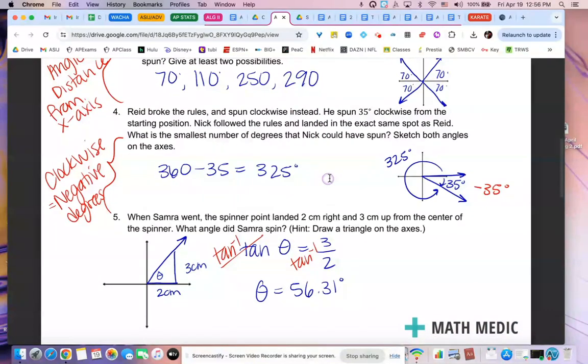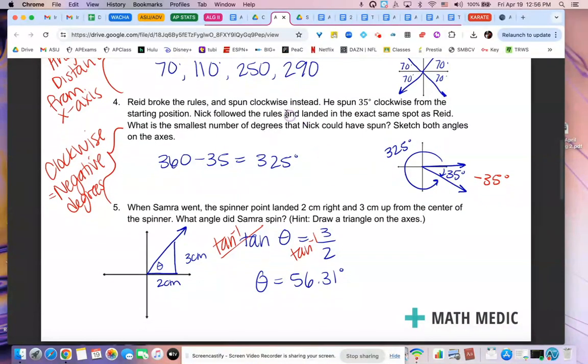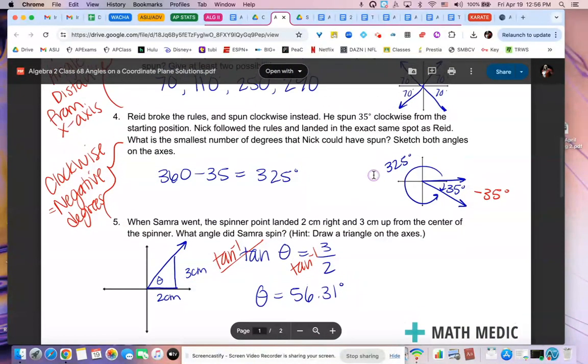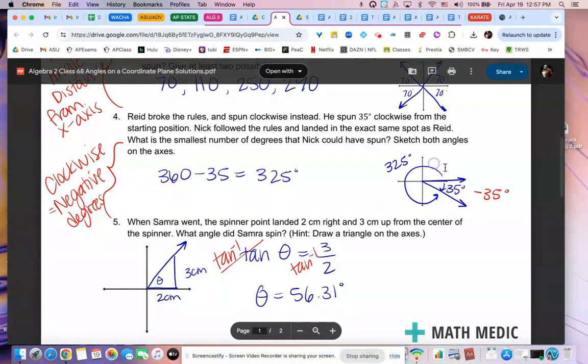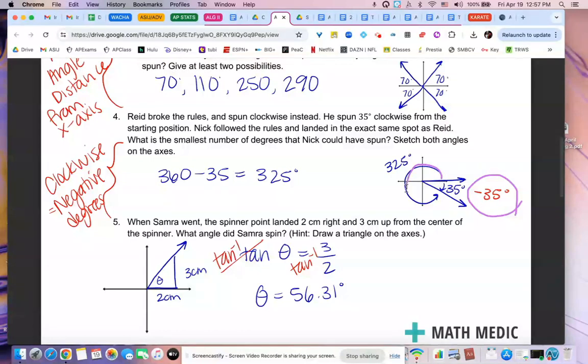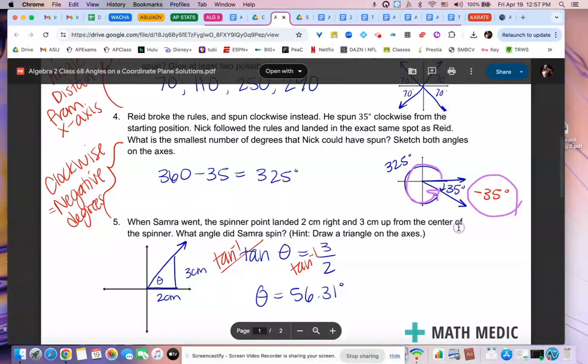All right, let's move on. Number 4. So this person spun clockwise instead of counterclockwise, and they spun 35 degrees. So we got a little picture over here on the right. Clockwise means you have a negative angle. So they actually spun negative 35 degrees. A coterminal angle to that would have been 325. So if I would have gone in a positive direction, that would have been 325 degrees in order to get to the same spot, right?